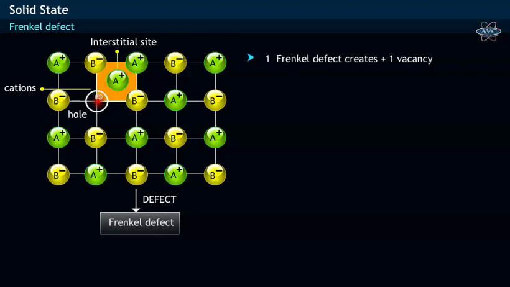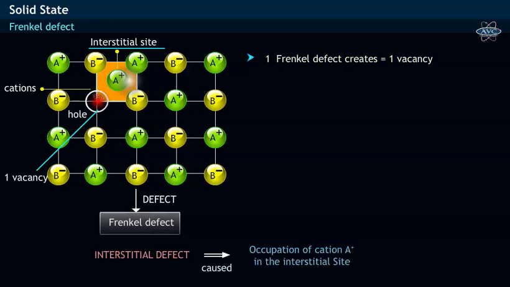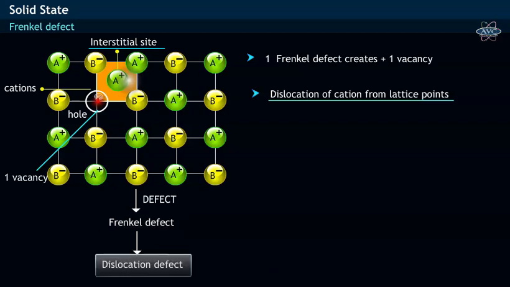One Frenkel defect creates one vacancy and one interstitial defect caused due to occupation of cation in interstitial site. Since the defect is caused by dislocation of cation from its lattice point, Frenkel defect is also called as dislocation defect.